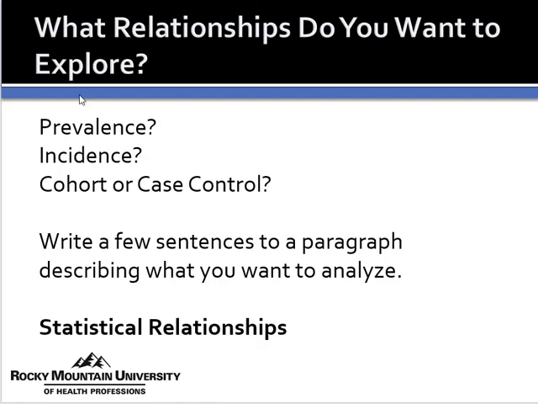And what I want you to write about here is what relationships you're going to explore. Is this a prevalence, incidence type of study, or is it a cohort or case control? Now, again, a cohort study also gives us incidence, but you can do a straight incidence study where you're looking at rates of something. Maybe within your discipline, the rates of X, Y, and Z is unknown. That could be good enough in and of itself. A cohort study oftentimes is now looking at incidence plus also risk factor information. Write a few sentences to a paragraph describing what you want to analyze. So, what are the statistical relationships?